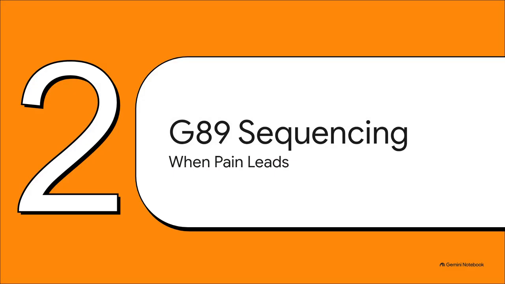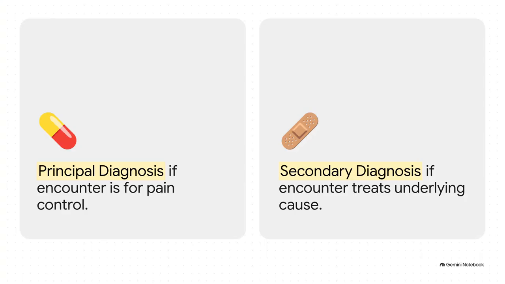Moving right along to Section 2, Category G89 sequencing rules. We're talking about exactly when pain needs to lead your claim. This right here illustrates the absolute golden rule of G89 sequencing. If your patient is admitted to a pain clinic strictly for pain management, say they are getting a pain pump placed, a nerve block, or an epidural injection, G89 leads the claim as the principal diagnosis. It's the whole reason they are there.